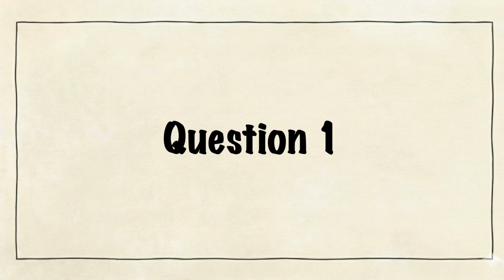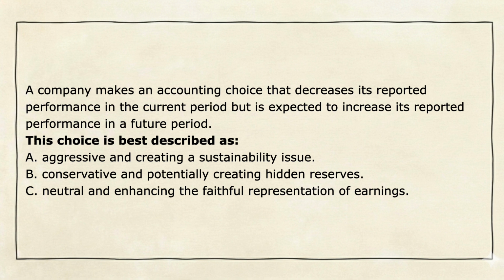One crucial question. Question 1. A company makes an accounting choice that decreases its reported performance in the current period, but is expected to increase its reported performance in a future period. This choice is best described as A. Aggressive and creating a sustainability issue. B. Conservative and potentially creating hidden reserves. C. Neutral and enhancing the faithful representation of earnings.